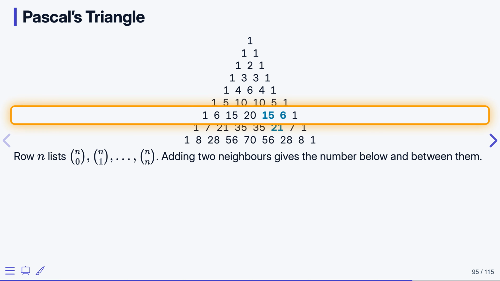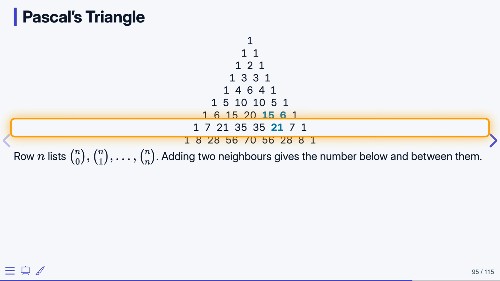Look at the two colored numbers in row 6, 15 and 6, side by side. Just below them in row 7 sits 21. 15 plus 6 is 21. The next slide works that through.